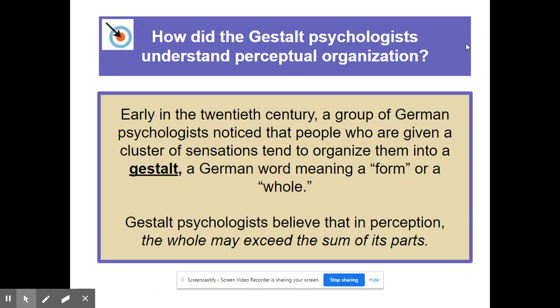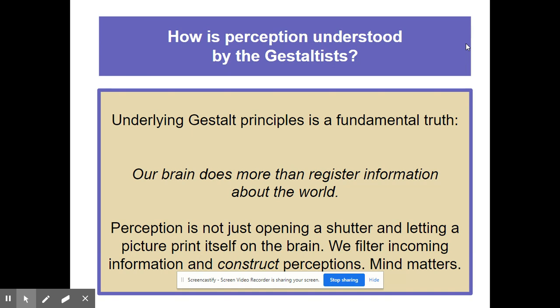So, what is Gestalt psychology? In essence, it is the whole is greater than the sum of its parts. We're given a cluster of sensations and we tend to organize them into meaningful forms. So the brain does more than just register information. Our brain uses our memory to filter information, and therefore we construct perceptions. So it is the interpretation of what we see that matters.